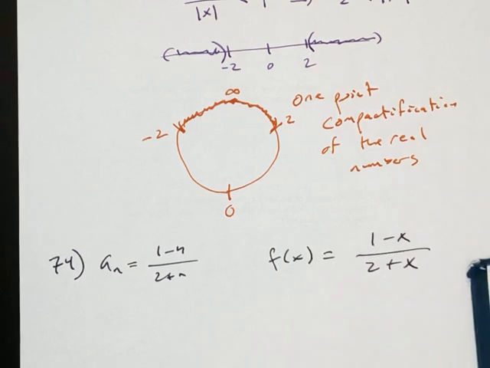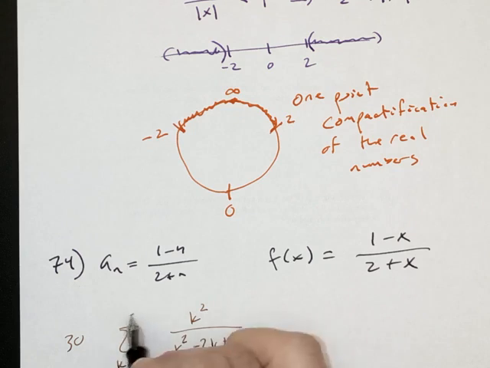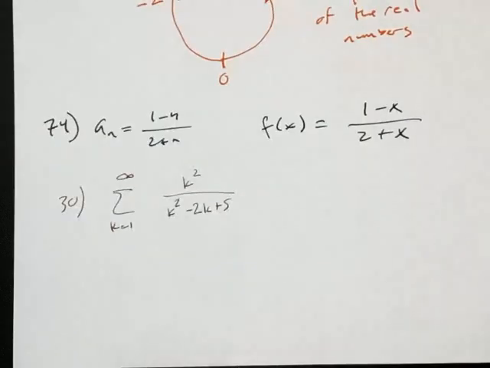Sequence or series? It's 11. Okay. It's okay. For 30, yes. Here's my question.